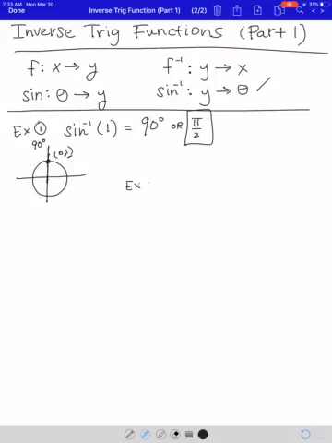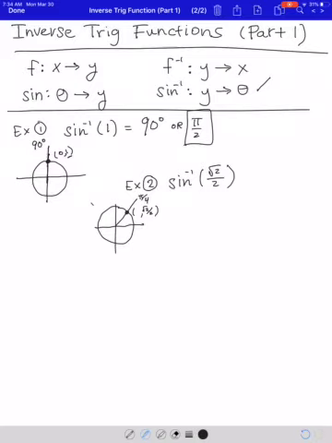Let's try another example. How about sine inverse of square root of 2 divided by 2? Okay, so again, our job is to figure out what this angle is. For which angle is sine equal to root 2 over 2? If we remember, that's the middle angle in our first quadrant, pi over 4, because at this point, our y-coordinate is root 2 over 2. But we actually have another angle over here in the second quadrant where the y value is also positive root 2 over 2. And this angle, the middle angle in the second quadrant, is 3 pi over 4.